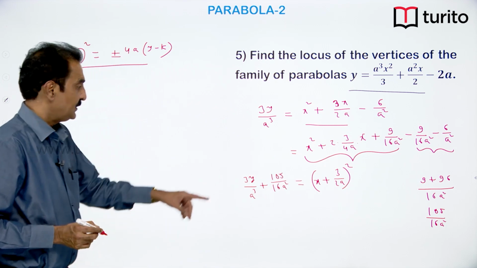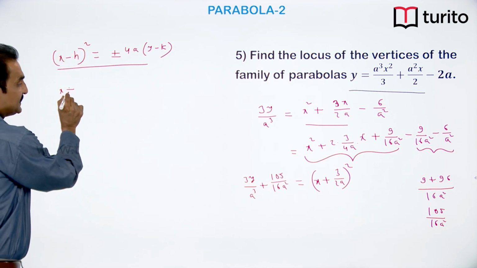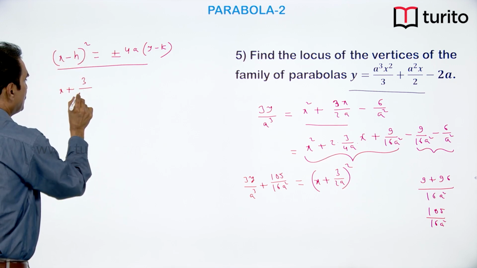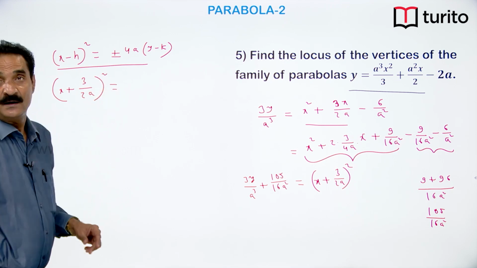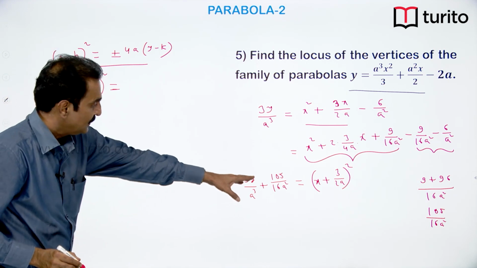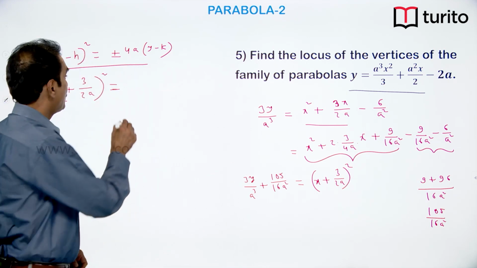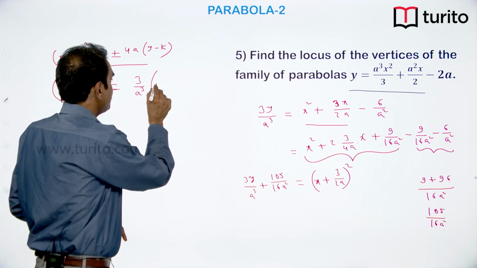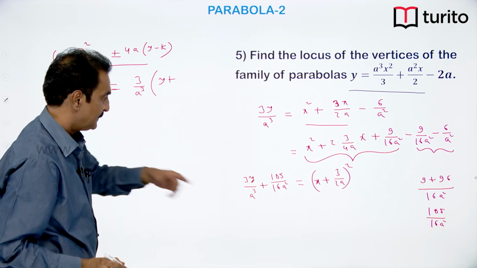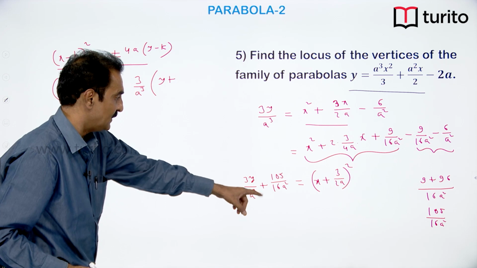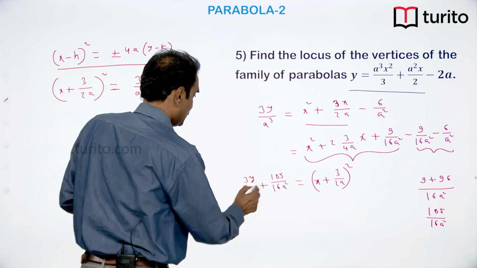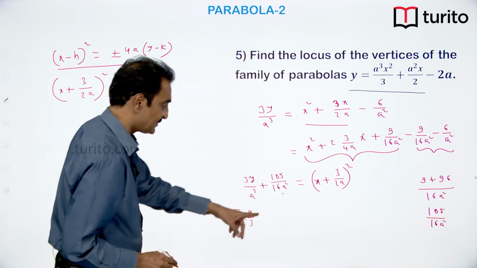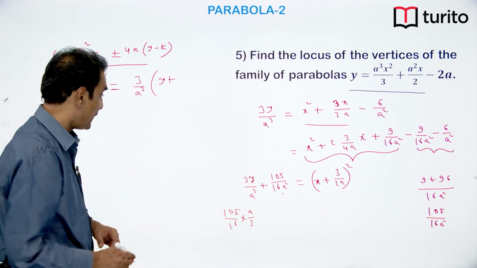Now, you write it in this form exactly, x plus 3 by 4a whole square is equal to, for writing it in this form, take 3 by a cube common. 3 by a cube into y plus, we have to multiply by a cube by 3, 105 by 16 into a cube by 3, means a square cancels, by a into a by 3, it is 35a by 16.